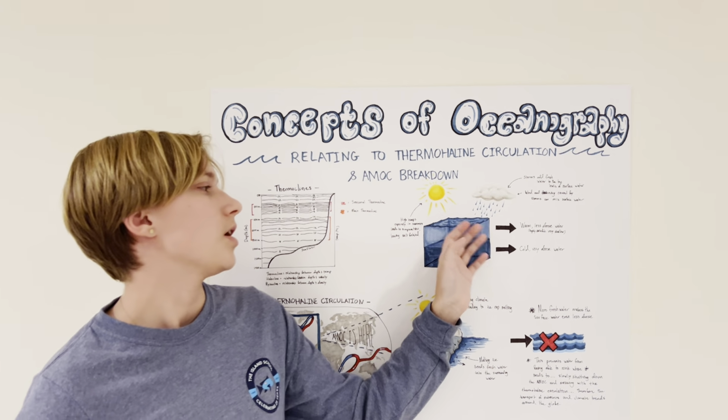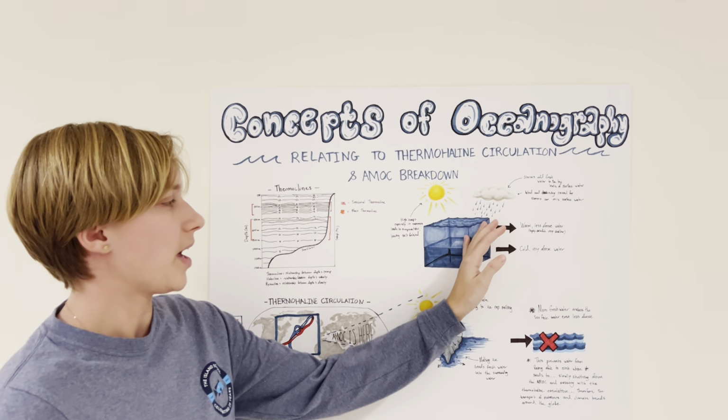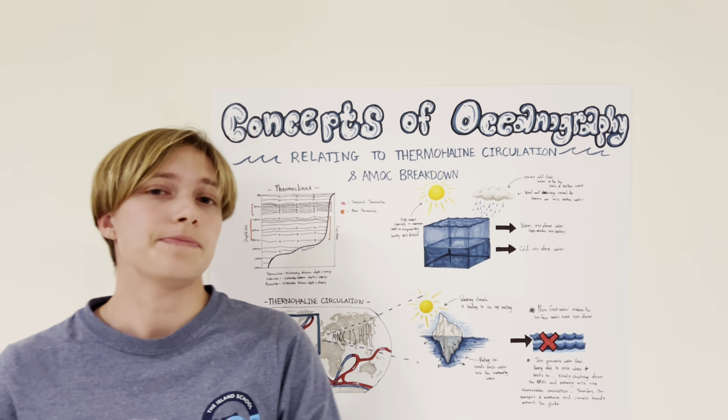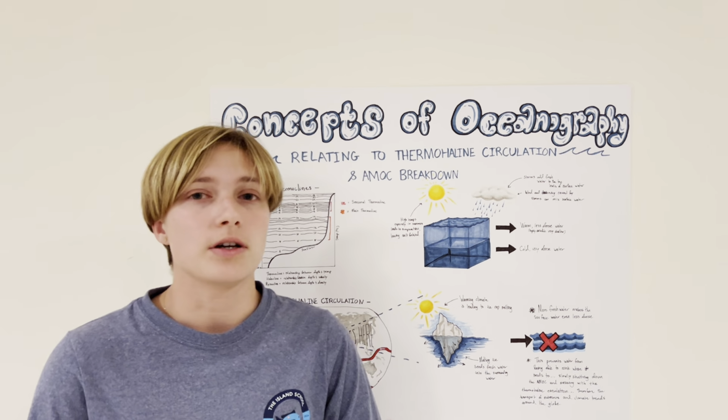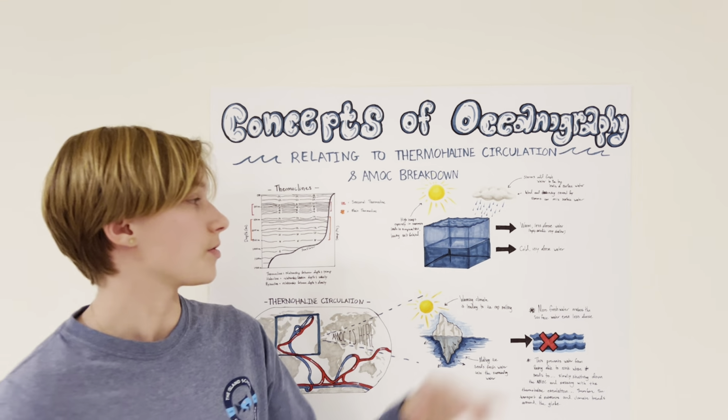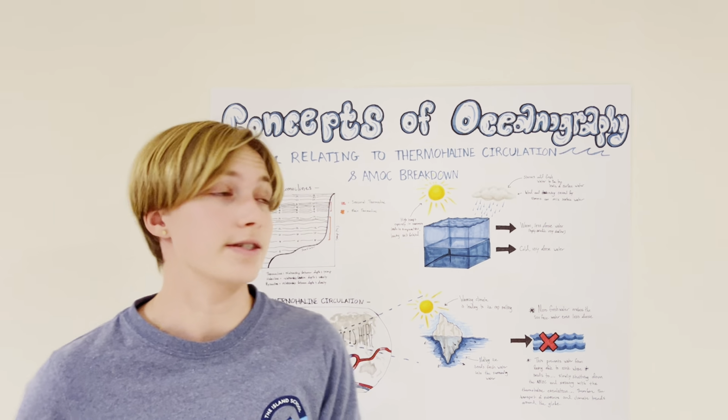Starting off here, I'm showing that the ocean at the surface is less salty and warmer. As you get deeper, the water is more salty and colder. So essentially, the deeper in the ocean you go, the more dense it is.